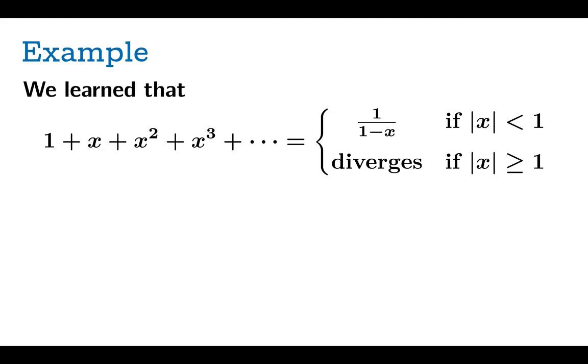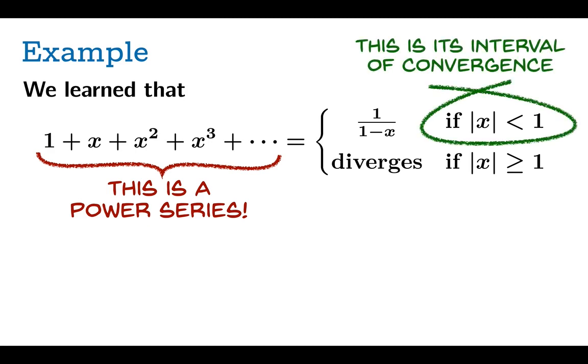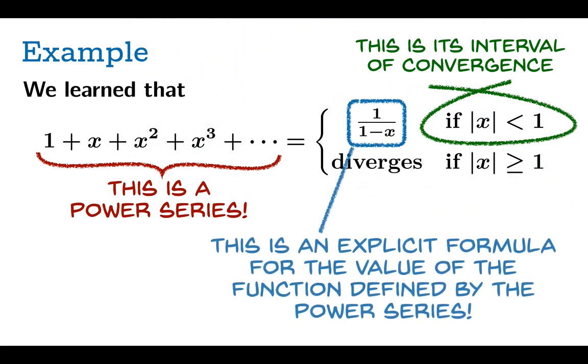Well, take a look at this now in the context of what we've been learning lately. This is a power series, and that is its interval of convergence. Absolute value of x less than 1 is exactly what you need for this series to converge. That's all x between negative 1 and 1. And by the way, this is an explicit formula for the value of the function defined by the power series. So we actually know what it converges to. It's 1 over 1 minus x.